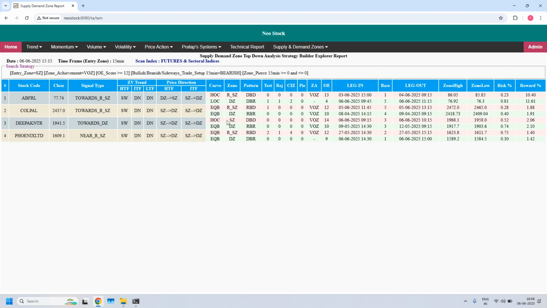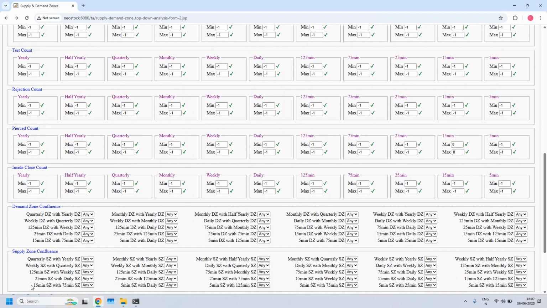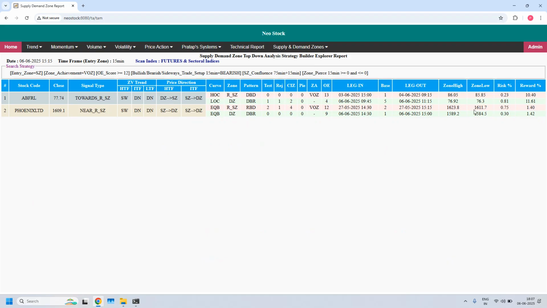Entry time frame zones are 15 minutes supply zones. See, some of the supply zones already gave a test. Okay, out of these 4, how many are having more high probability to get success? That we will filter based on the zone confluence. First filter is 15 minutes and 75 minutes supply zone confluence. So this is the filter I am enabling. By applying the filter on the 4 stocks, we got 2 stocks. In these 2 stocks, these 15-minute supply zones are overlapped with 75-minute supply zone.